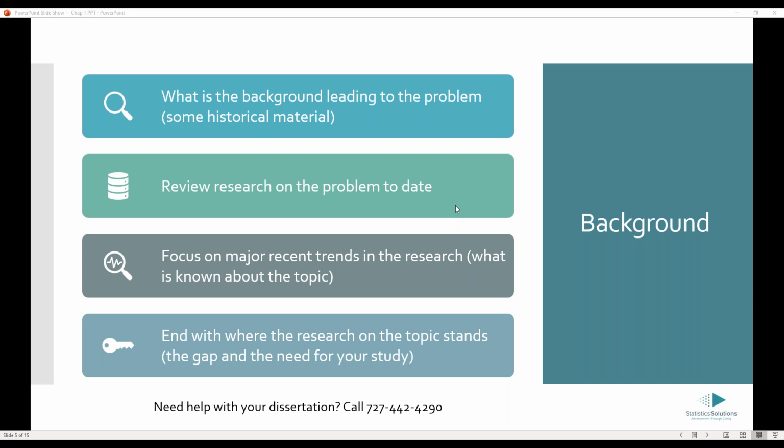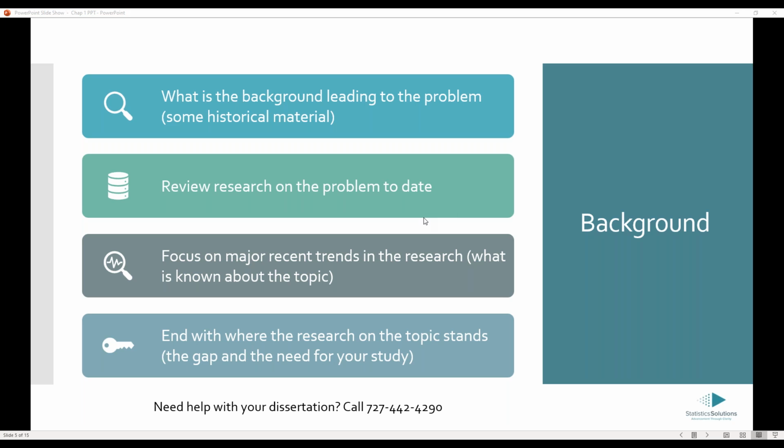Okay. Again, this is a general review of Chapter 1. Follow your school's templates, but generally you'll have a background section, and this is really a sketch or a summary of some of the major research and some of the issues that have led to the problem. Okay, so there's some historical material here. You don't need a lot of historical material, but really summarizing the trends and the major points that have led to where we are now as far as what we know about the problem and where the research is.